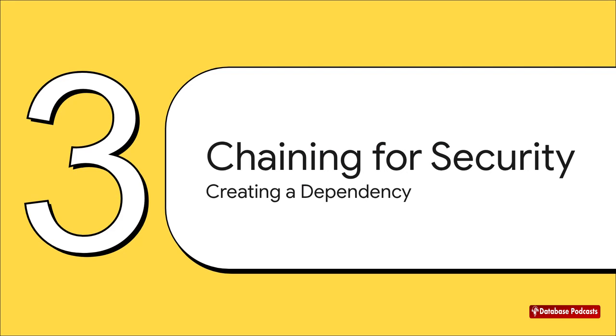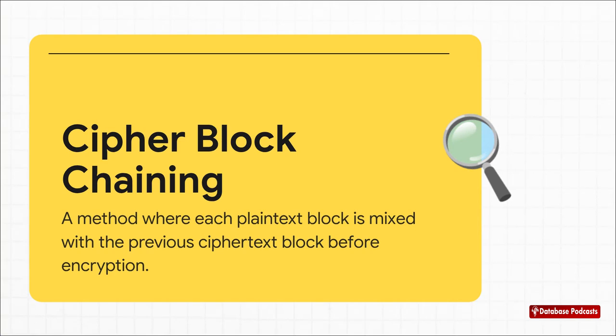The solution is to stop treating each block like its own little island. We need to create a dependency, a link from one block to the next, so that the encryption of any block is affected by what came right before it. We're going to create a chain. This really brilliant technique is called cipher block chaining, or CBC for short. Instead of just encrypting the plaintext block directly, we first mix it with the result of the last encryption. This is what guarantees every single step is unique.